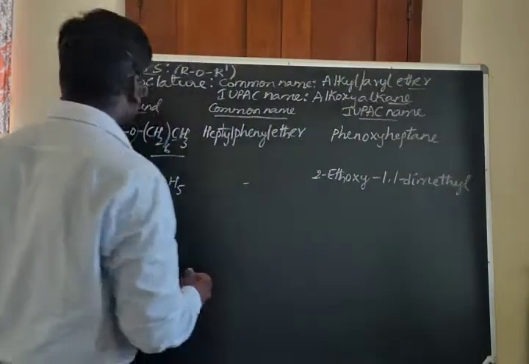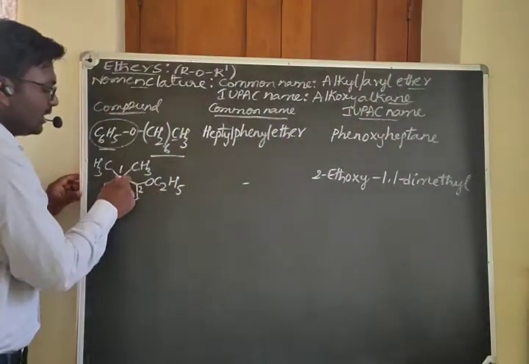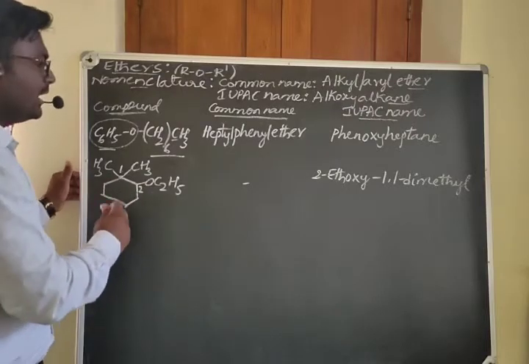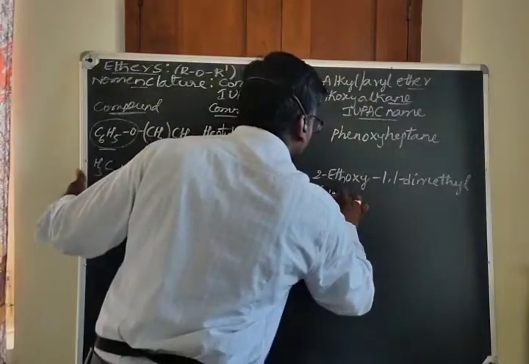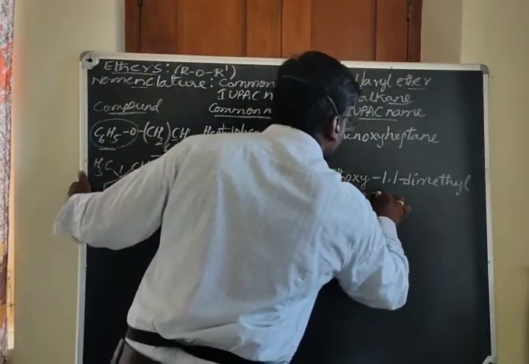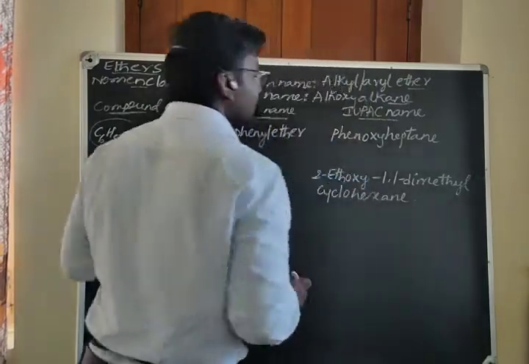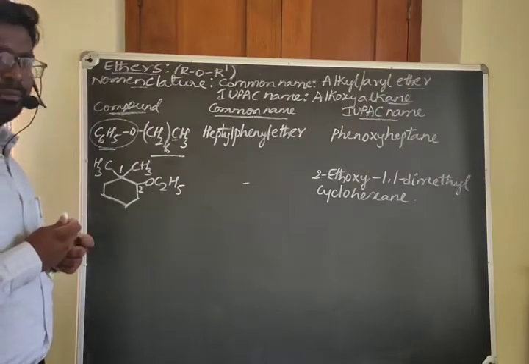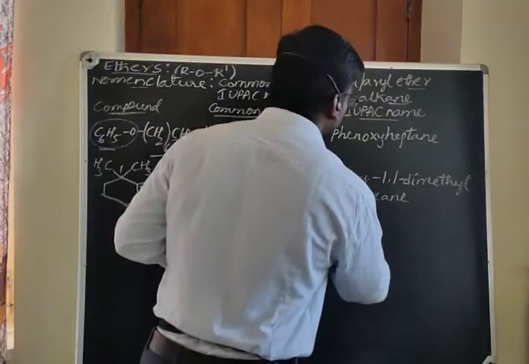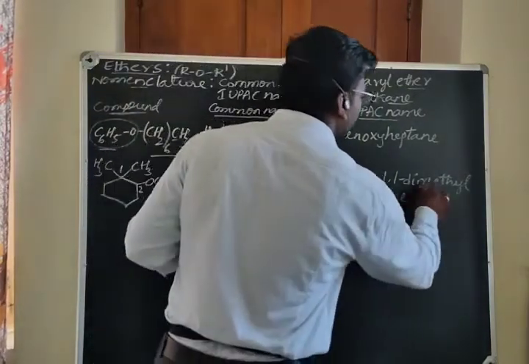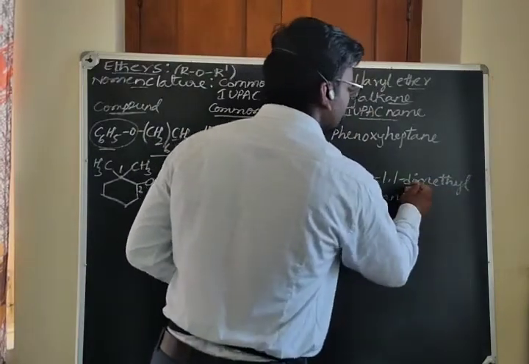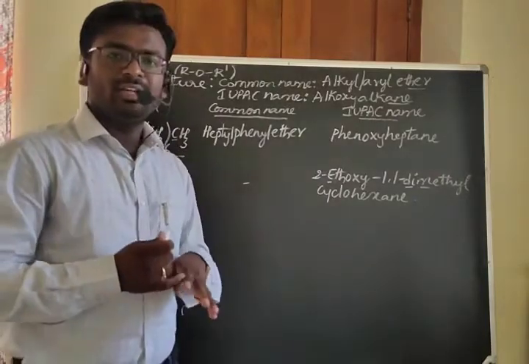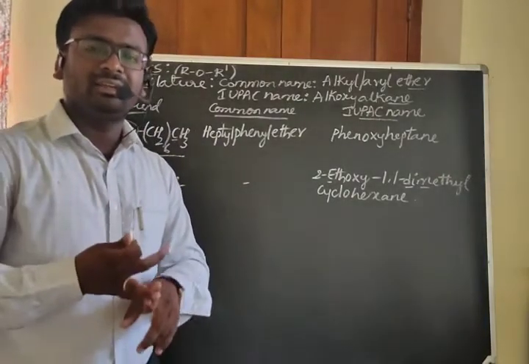So what is present? 2-ethoxy, 1,1-dimethyl. What is the remaining ring? This is a cyclohexane ring. See, when you are choosing the alphabetical order, you have to consider the E of ethoxy and the M of methyl group, but not the D of di. We do not consider the alphabetical order for di, tri, tetra, etc.